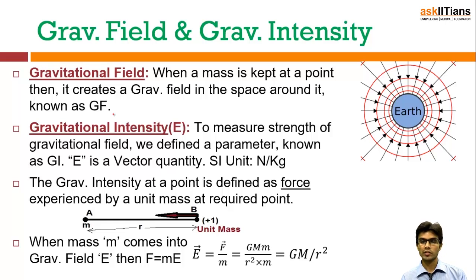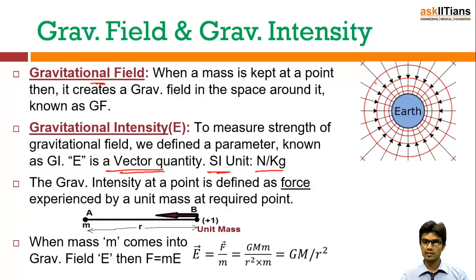Now gravitational intensity, denoted as E. To measure the strength of the gravitational field, we define a parameter known as gravitational intensity, and it is a vector quantity. The SI unit is Newton per kg. Here this is a mass, which may be taken as Earth or any mass, and let us consider that this Earth is kept in space.